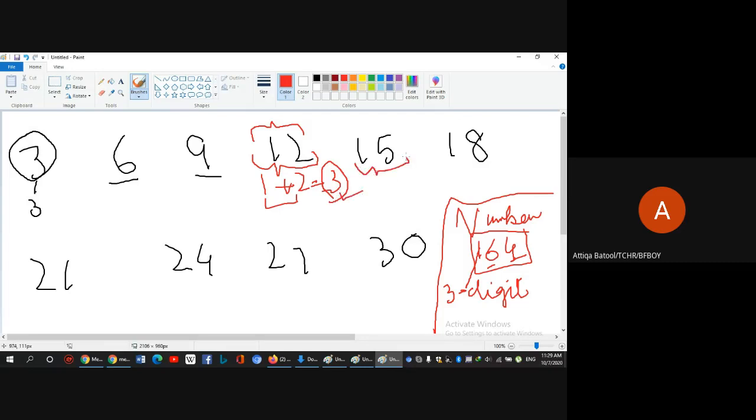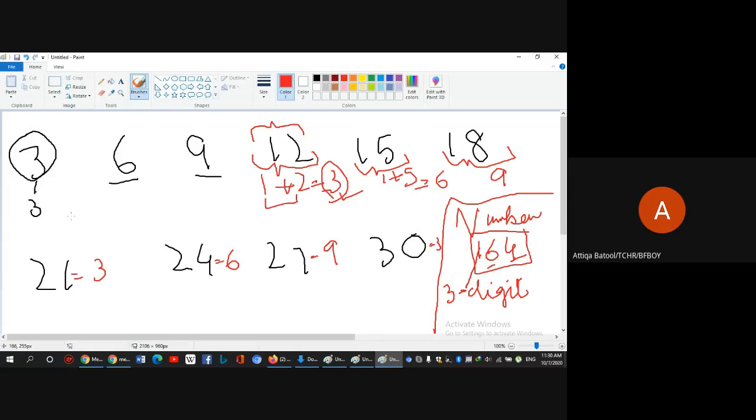Over here, add both digits, 1 plus 5, and the answer is 6. So 6 will be the digital root. Over here, add both digits, 1 plus 8, and the answer is 9. Digital root is 9. Over here, digital root is 3, 6, and 9 again, and then again 3.